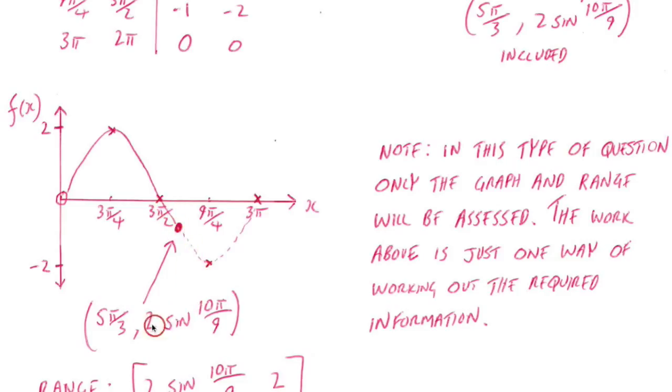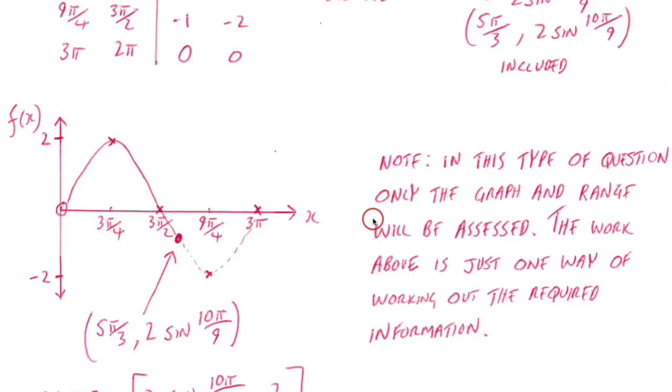And if you were to evaluate what 2 sine of 10 pi on 9 is, you'll see that it comes out to being a negative number. A really big point here, guys, in this type of question, it's not really critical for you to show all the workings that I have.